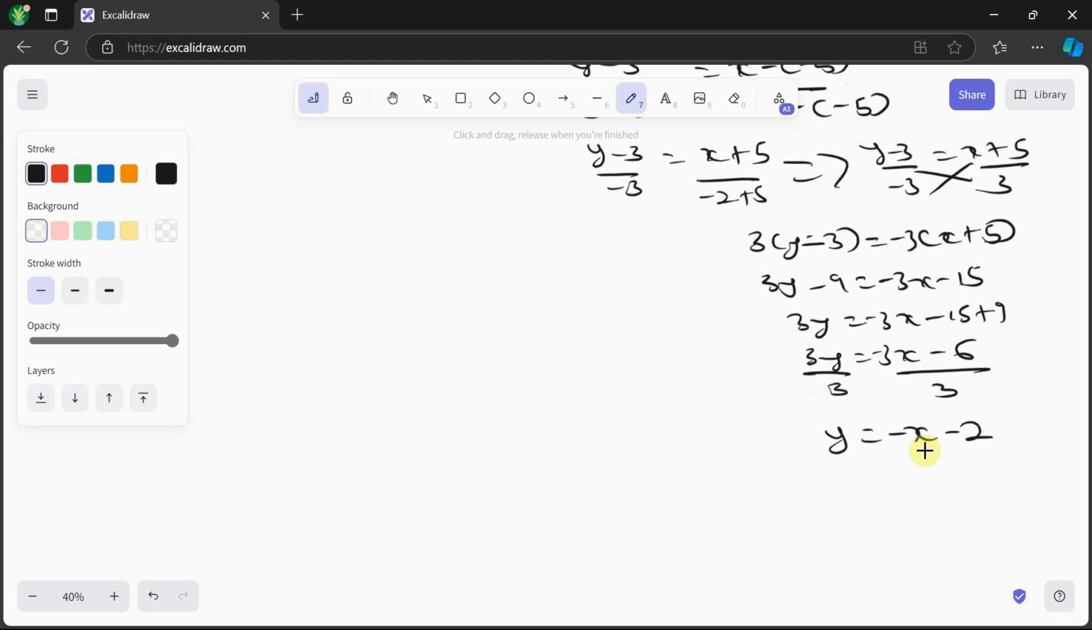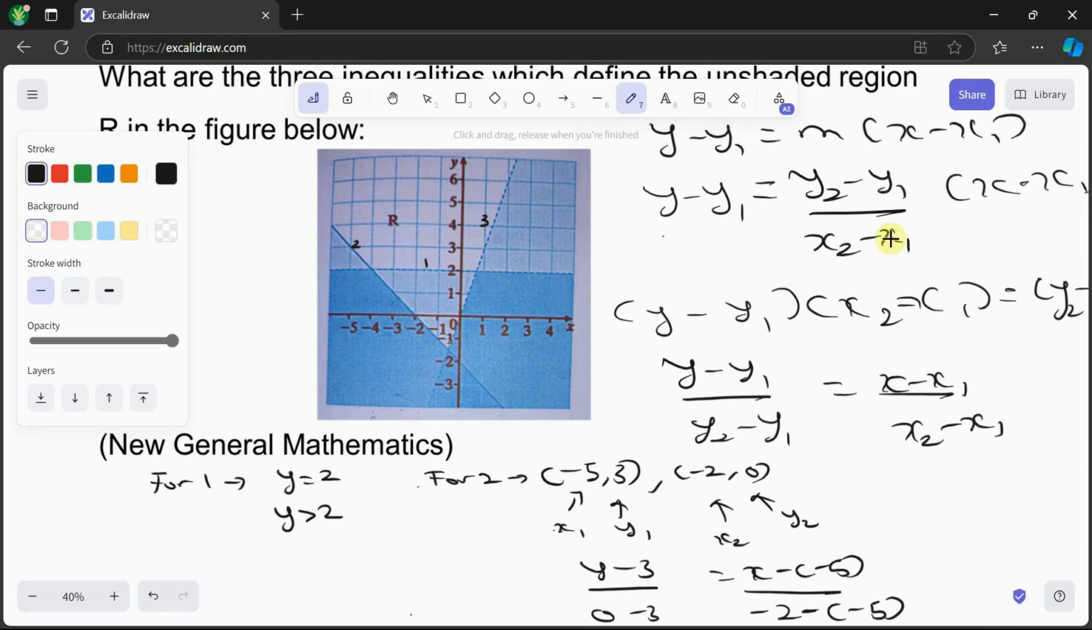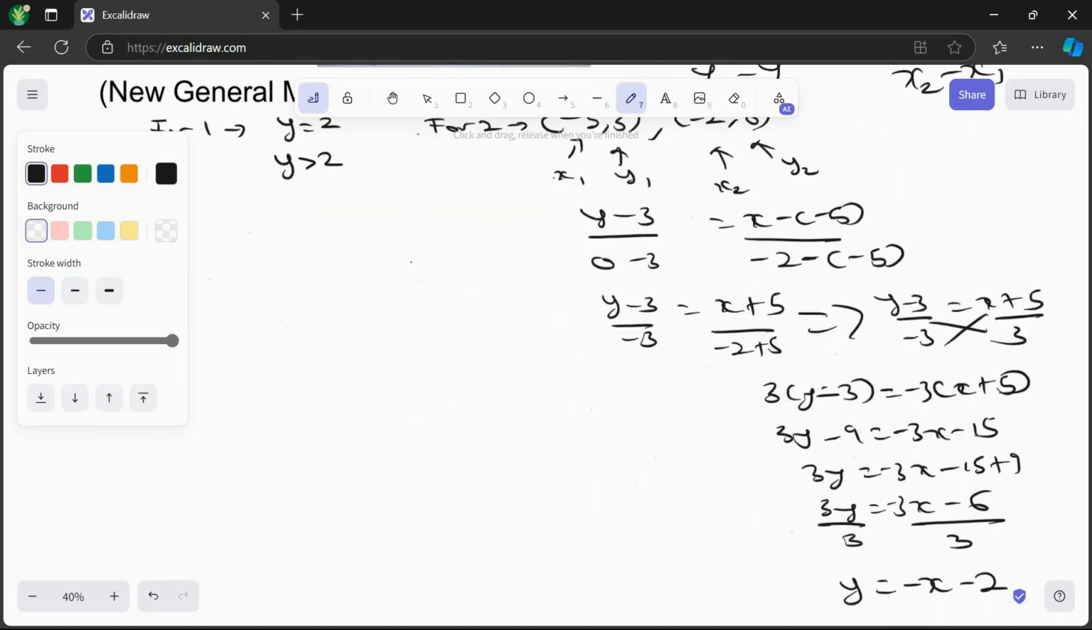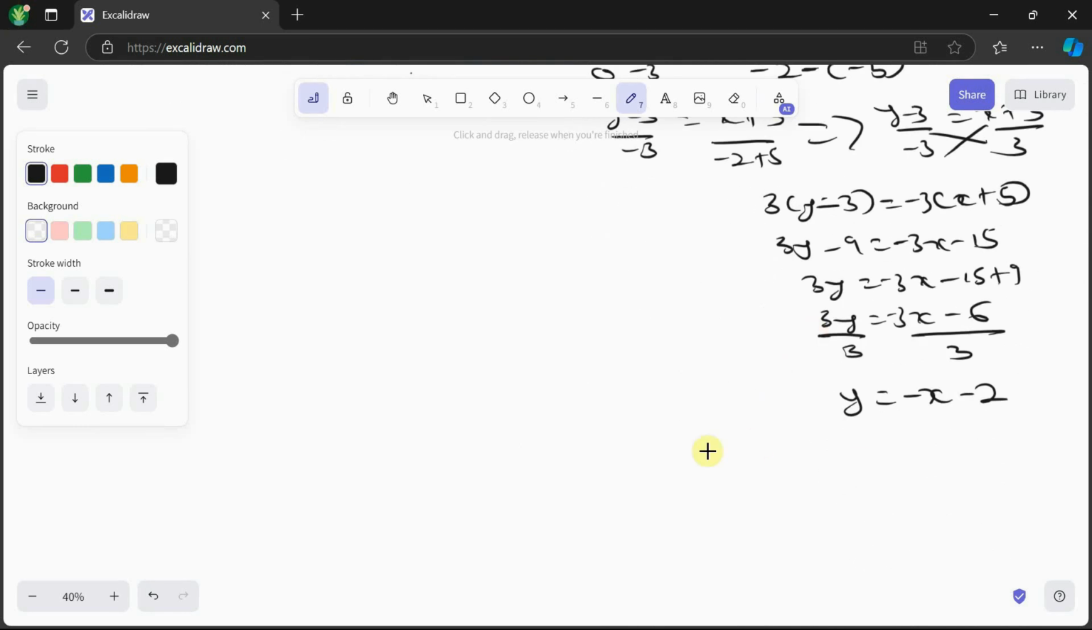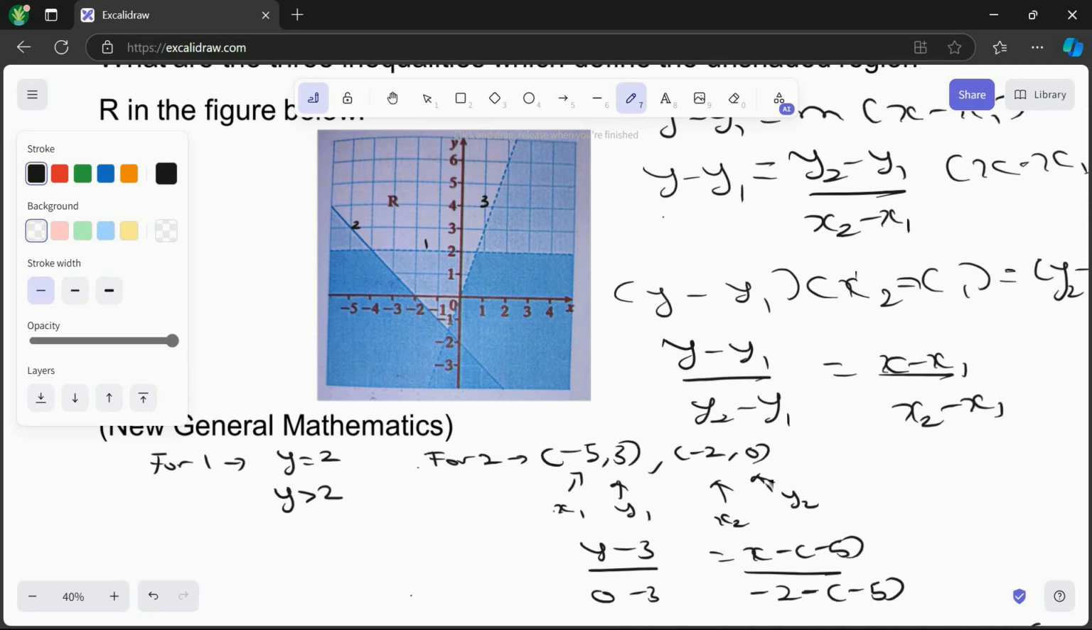Let's now see what the inequality will be. So as you can see, this is a line. The unshaded region is the part of the greater than, because it's minus 2. The unshaded region is above that particular line, right? So we can say that it's going to be greater than or equal to. So I'll just come here and say, let me just say equation 2 will just be y is greater than or equal to minus x minus 2. That's fine. So we need to find for the last equation, which is equation 3.